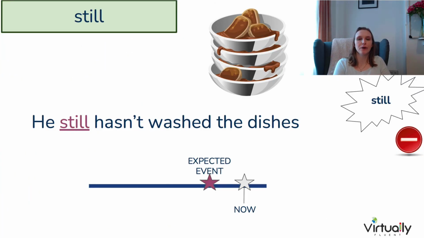Now, the final keyword I want to look at is still, and that's because it doesn't follow any of the rules above. So still is used to say that you expected an event to happen, already happen in the past, but it has not happened right up until now. You're a little bit angry. Ugh, I needed those dishes to be washed. They still haven't been washed. So there's a lot of anger and disappointment in this sentence.